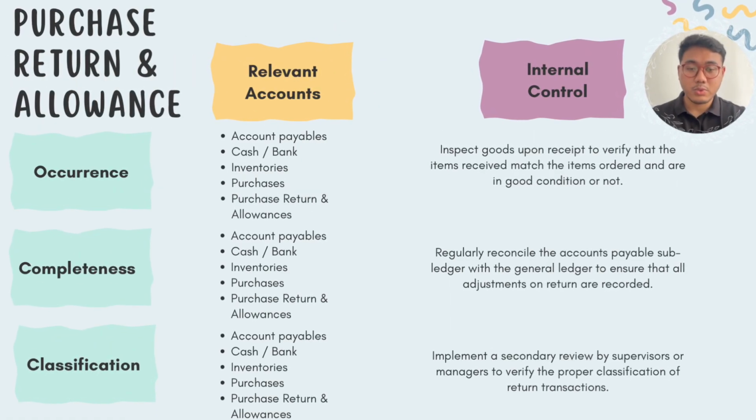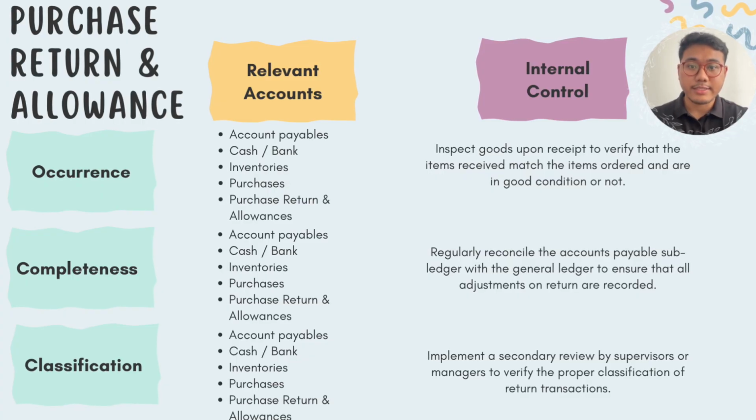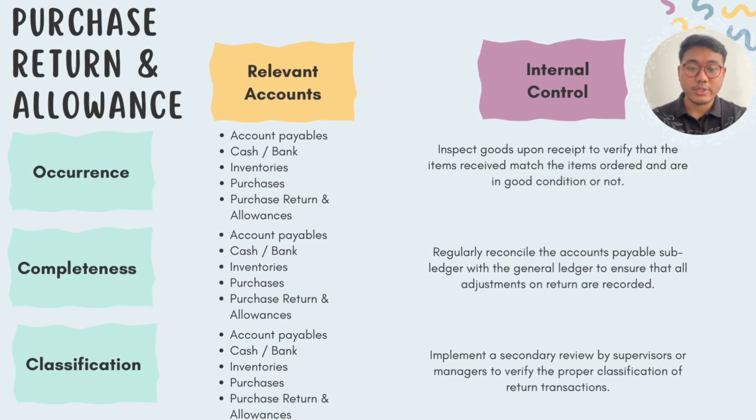Purchase return and allowance. We will explore the section under this point. We consider occurrence, which ensures that all purchase returns or allowances actually happened and are legitimate. The relevant accounts here include accounts payable, cash or bank, inventory, purchase return and allowance. To verify occurrence, internal control requires that all goods be inspected upon receipt. This is to confirm that the items received match the purchase order and are in acceptable condition. Any discrepancies should be identified immediately to support valid return claims.